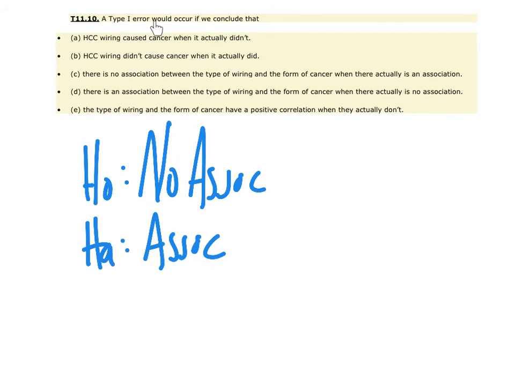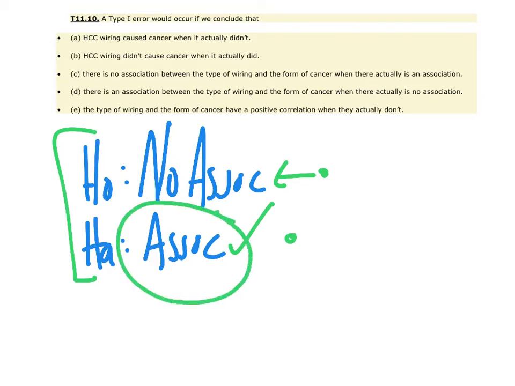Number 10, a type 1 error would occur if we conclude what? You're going to notice I did jot down the hypotheses here again. So you have to remember type 1 and type 2. Type 1 is we reject H sub 0 and we conclude H sub A when we should not have. Remember type 2, we fail to reject H sub 0 and we cannot conclude H sub A when we should have. So keeping those two straight. So type 1, we rejected H sub 0 and we concluded H sub A and we should not have. So if we do that, we would have concluded H sub A, which says there is an association.